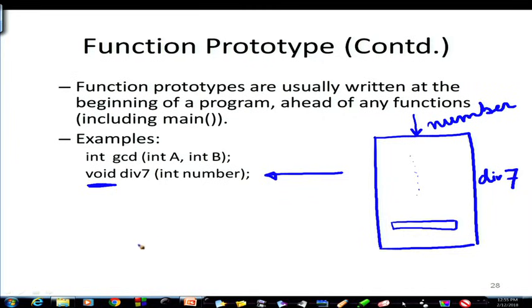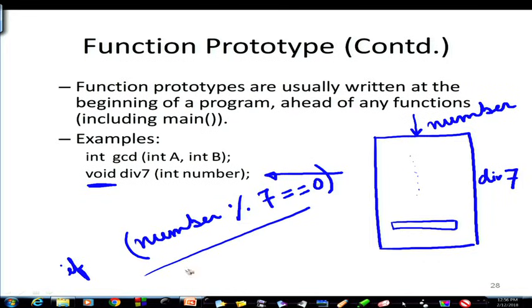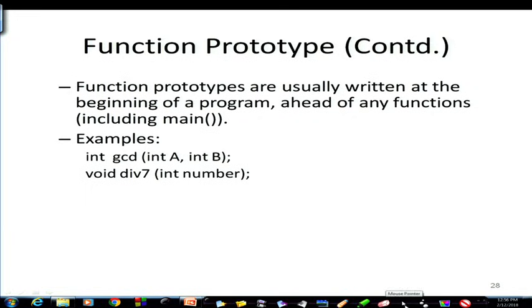You know how to find divisibility by 7. You take the number and find the mod of that with 7, and if this is equal to 0, then divisible by 7, otherwise not. That is in the body of the function, and here we just do the printing. I am not returning anything to the calling function, that is why this is known as void. Void is a valid type.